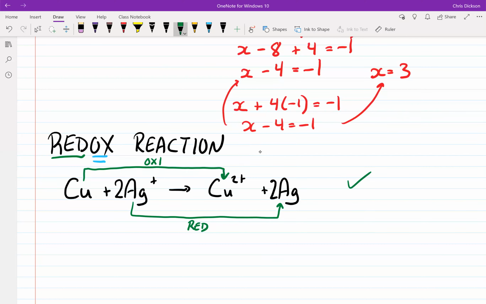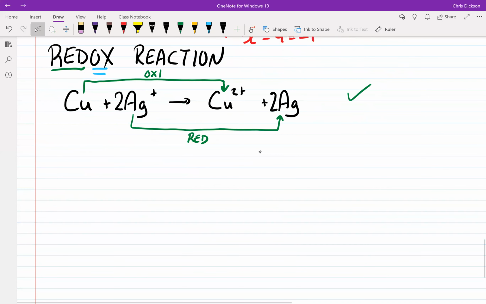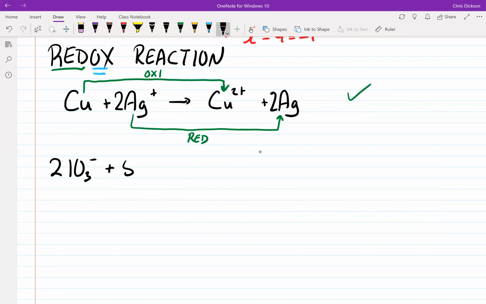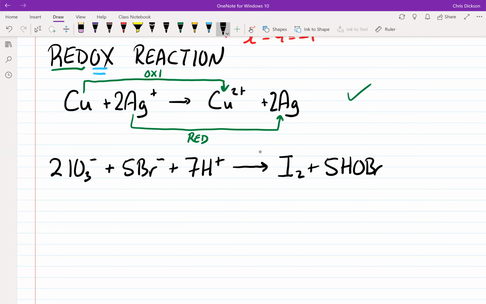But let's say you had one that wasn't so clear about what was actually going on. I'm going to make sure I write this down right here. So just give me a second. 2 IO3 minus plus 5 bromides plus 7 H pluses goes to form I2 plus 5 HOBr plus water.